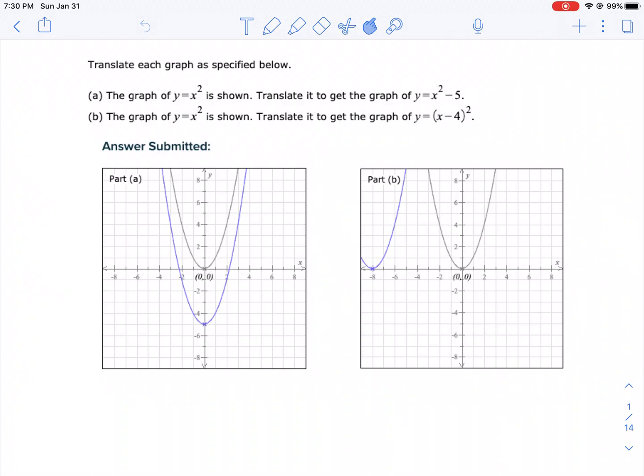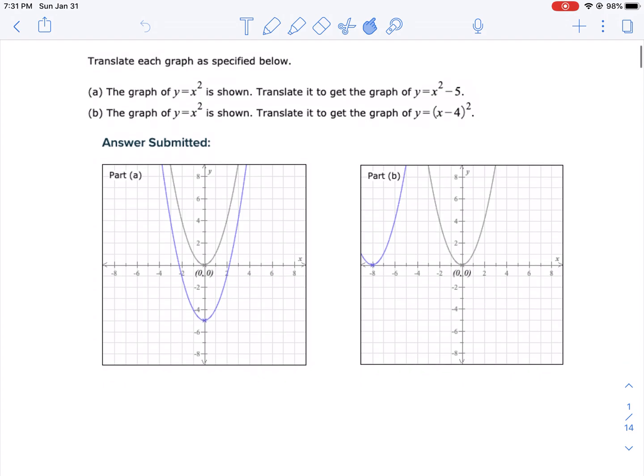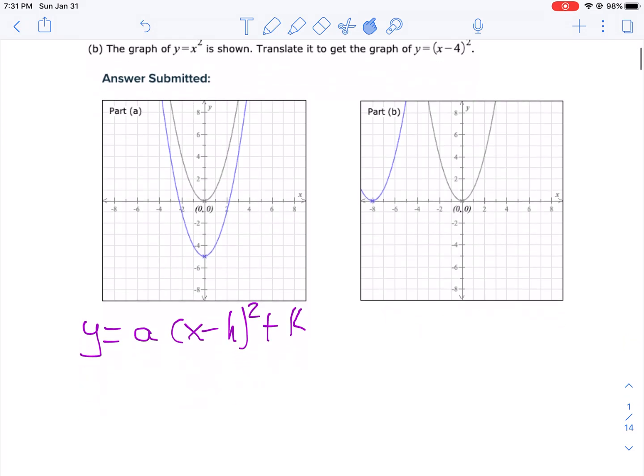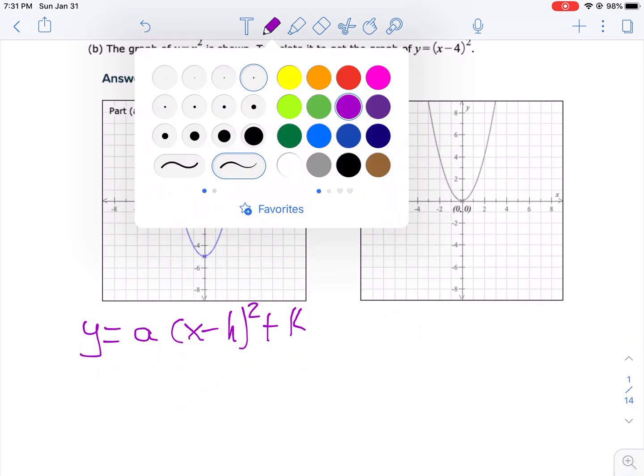Let's take a review of your MT9 affirmation. When you have a transformation of a parabola, we're going to usually follow the equation y equals a times x minus h, the quantity squared, plus k. A is going to be your dilation.